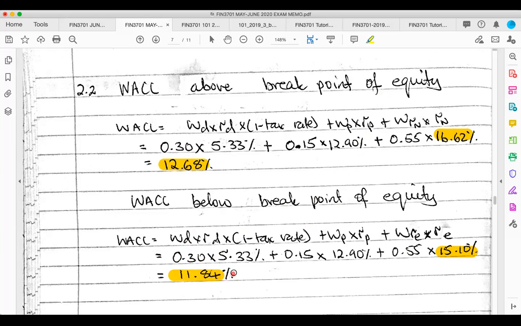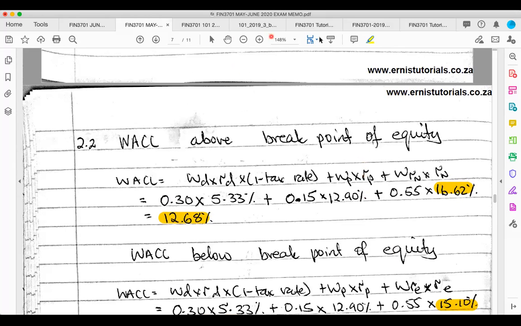So always check for that. That's really important. Always check to see if you've been asked to calculate WACC above the breakpoint of equity or below the breakpoint of equity. If they haven't said anything in particular, just do both calculations as illustrated in this memo that I did. Okay, so that's very important.